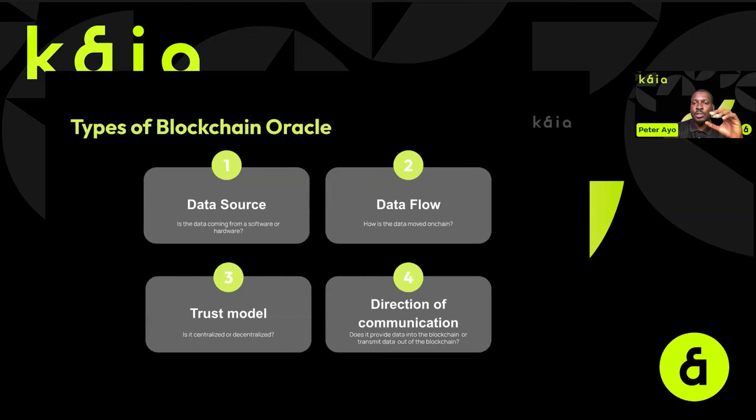Now, we also have the direction of communication. Does it provide data into the blockchain or transmit data out of the blockchain? Now, this was where I mentioned inbound or outbound types of oracles. Now, it's important to note that a particular oracle can be a mix of all of these four components. So an oracle can be a software oracle, a push-based oracle, a decentralized oracle, and an inbound oracle. So it's a mix of all of these various components and classifications. All right, so moving forward, let's explain them one after the other.